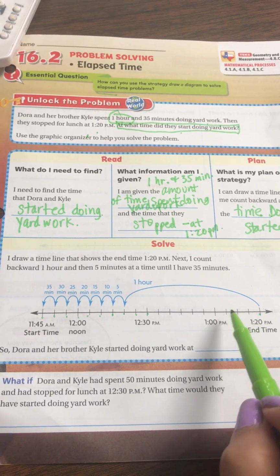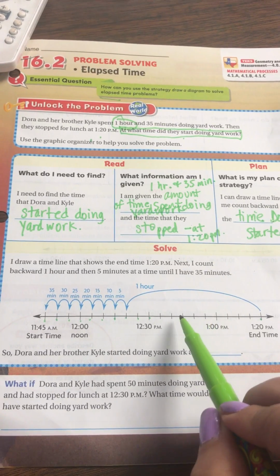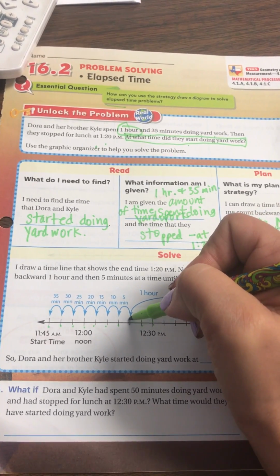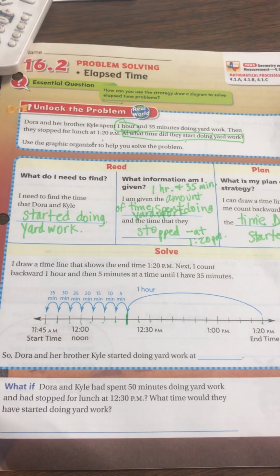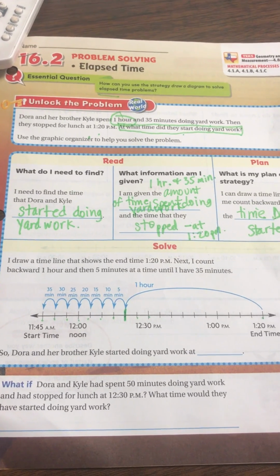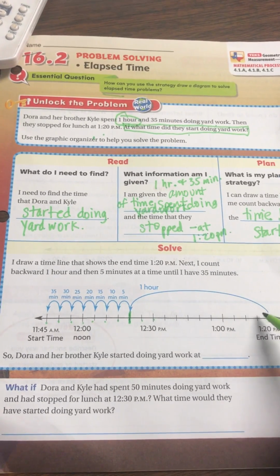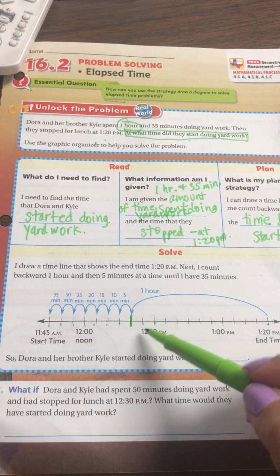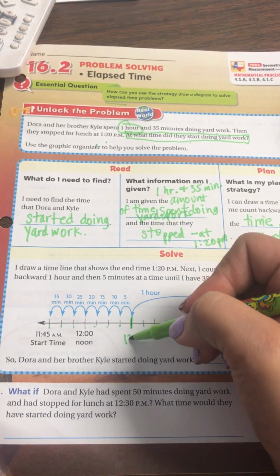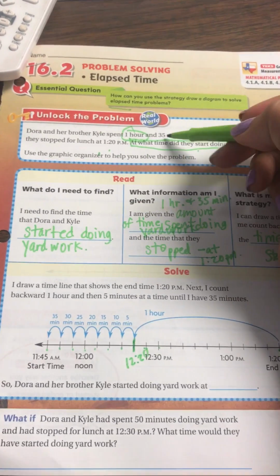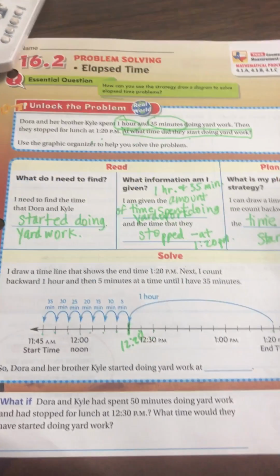So that would be 5, 10, 15, 20, 25, 30, 35, 40, 45, 50, 55, 60. Okay, so here's the 1 hour mark. Okay, and then we're going to go ahead, and so I know personally myself, if we're at 1:20, 1 hour back exactly would be 12:20. So this is 12:20.